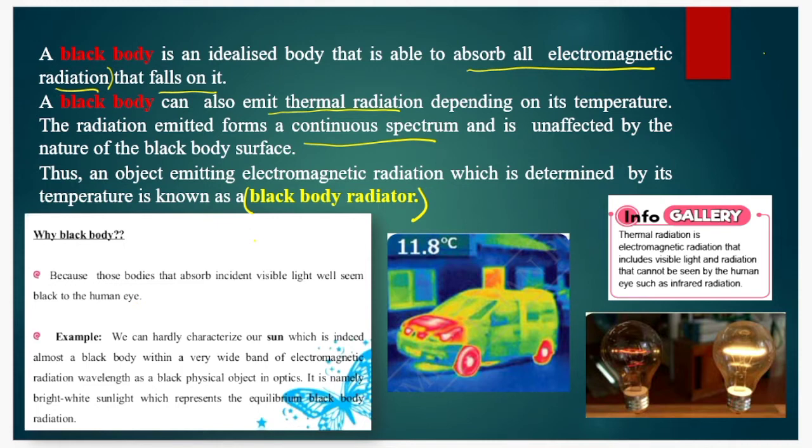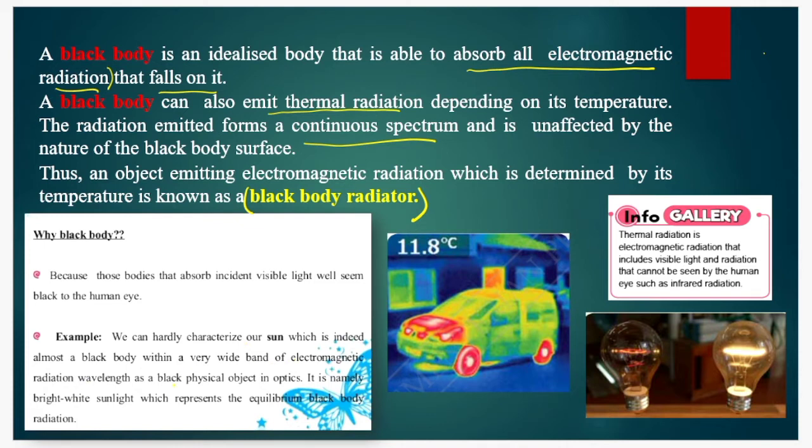For example, we can hardly characterize our sun, which is indeed almost a black body within a very wide band of electromagnetic radiation wavelength, as a black physical object in optics. It is namely bright white sunlight which represents the equilibrium black body radiation.